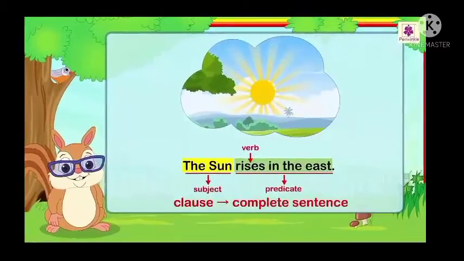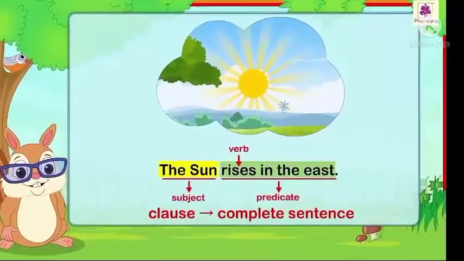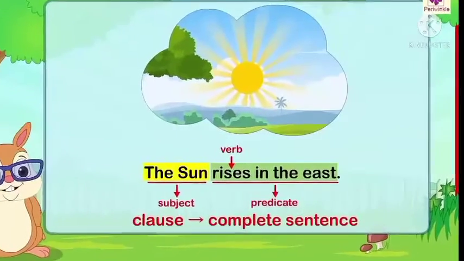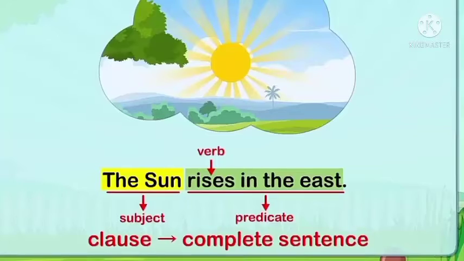Now the sun rises in the east. So here the sun is the subject, rises in the east is the predicate and rises is the verb. So a clause is a complete sentence.